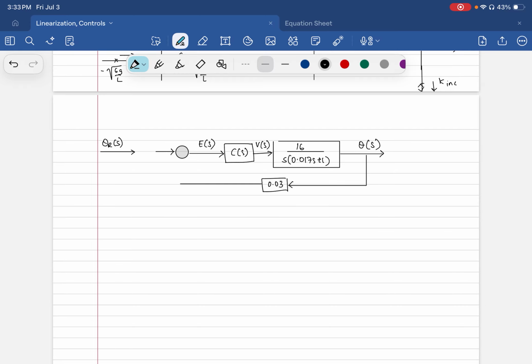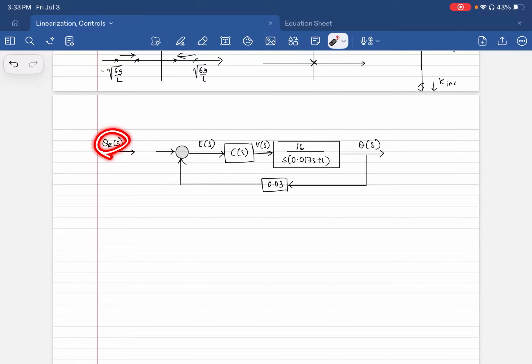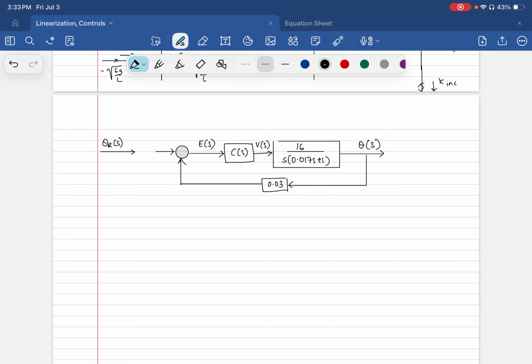Now, how do you convert your theta r of s so that essentially your error can account for just the difference between theta r of s and theta of s when your sensor is creating this multiplication? One easy way to do that is just multiply your reference also with the magnitude of the sensor. That is in this case 0.03. So you just multiply it with the same. And here you will have plus and minus.